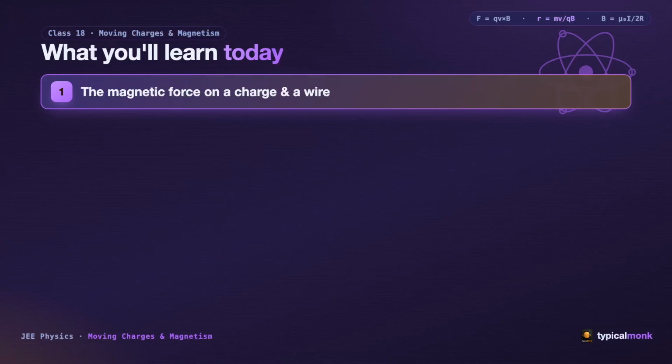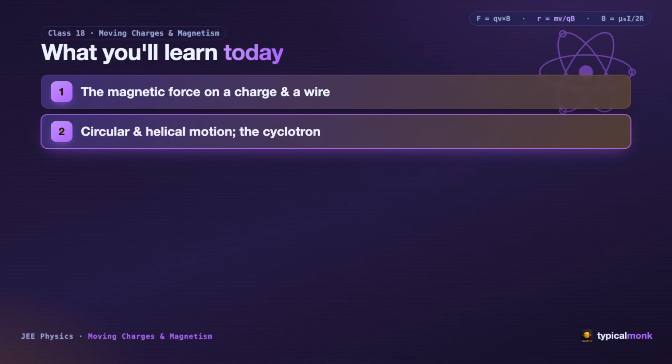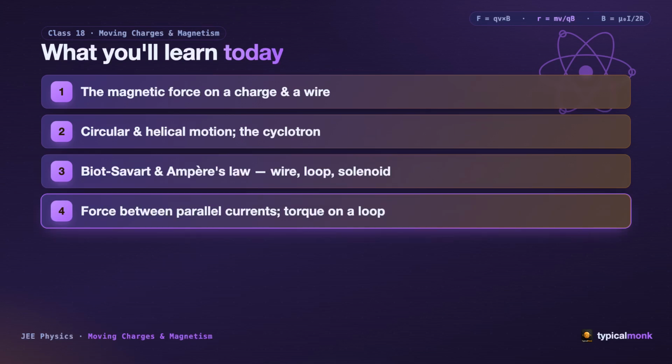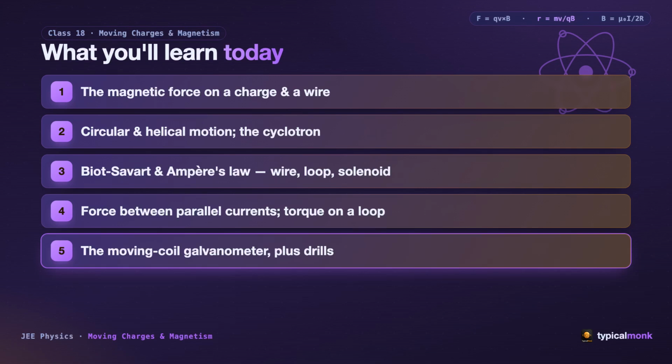Here is what you will learn today. First, the magnetic force on a charge and on a wire. Second, circular and helical motion and the cyclotron. Third, the Biot-Savart law and Ampere's law, the field of a wire, a loop, and a solenoid. Fourth, the force between parallel currents and the torque on a loop. And fifth, the moving coil galvanometer, plus the drills.